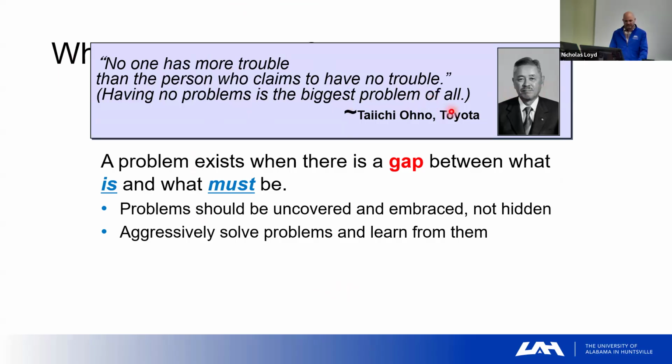But what is a problem? Taiichi Ohno, the pioneer of the Toyota production system, said, "No one has more trouble than a person who claims to have no trouble." Or no problems is the biggest problem. So if someone says there are no problems, they're lying. And how do we develop a mindset to where we embrace the problems as opposed to ignore or hide them? So a problem exists when there's a gap between what is and what must be. So any kind of gap.